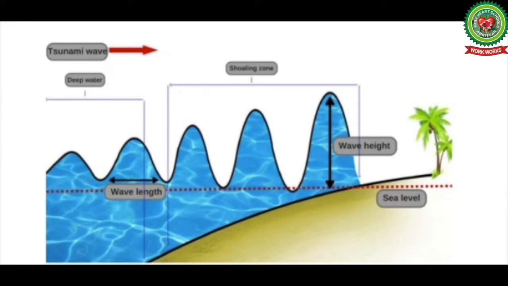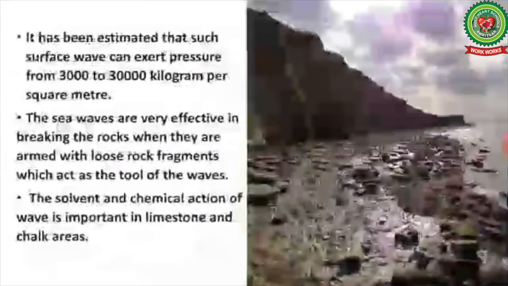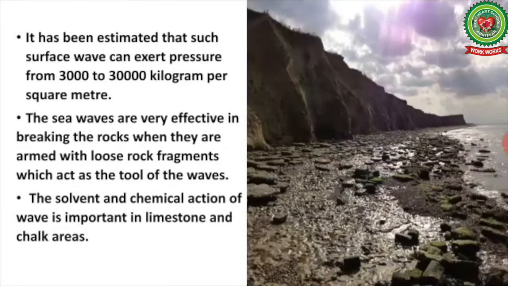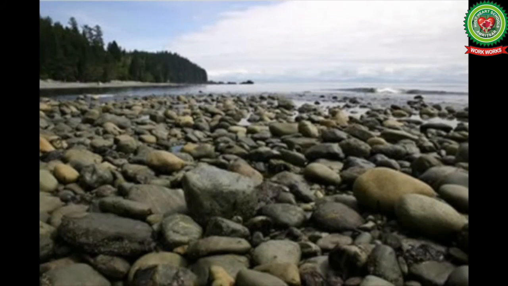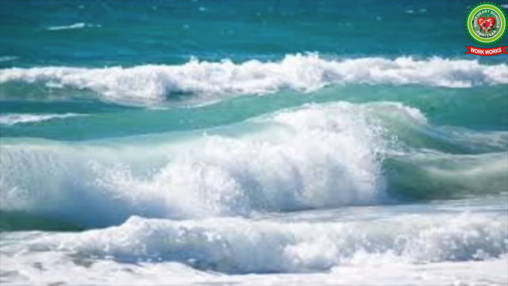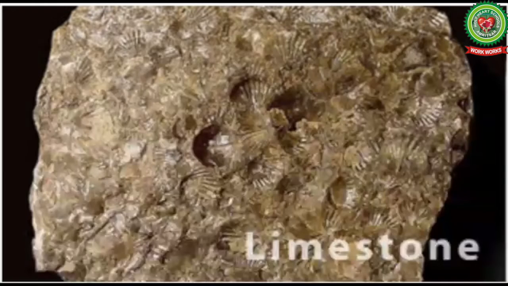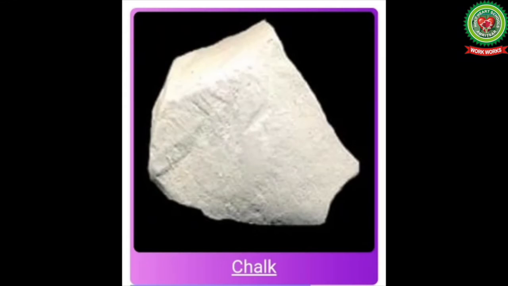When the waves break along the seashore, it develops a considerable force. It has been estimated that such surface waves can exert pressure from 3000 to 30,000 kg per square meter. The sea waves are very effective in breaking the rocks when they are armed with loose rock fragments which act as a tool of the sea waves. The solvent and chemical action of waves is important in limestone and chalk areas, as limestone or chalk easily dissolves in seawater.